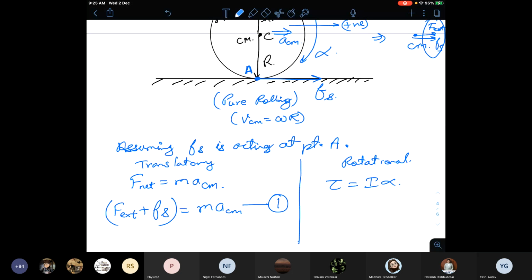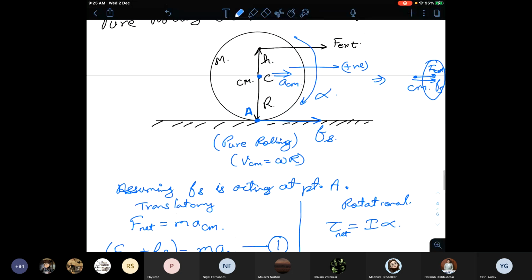Now let's move on to the second, that is rotational. For that we need the net torque, about the center of mass. We are calculating everything about the center of mass only till now. So let's calculate the torque. While calculating the torque, you can see there are only two forces, so there must be only two kinds of torque: one because of F external and one because of Fs.